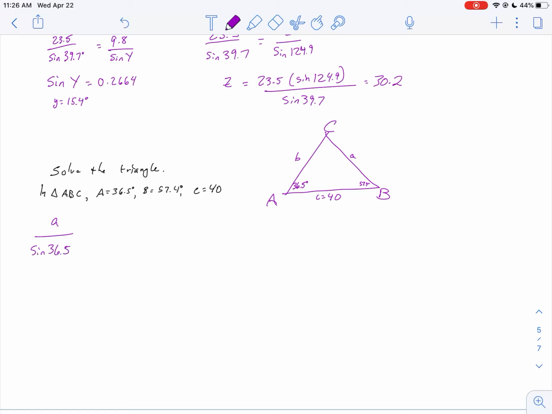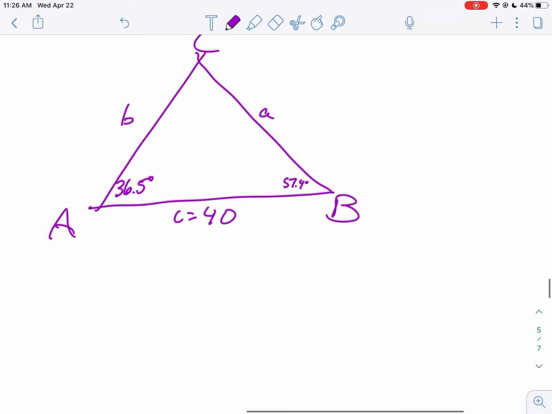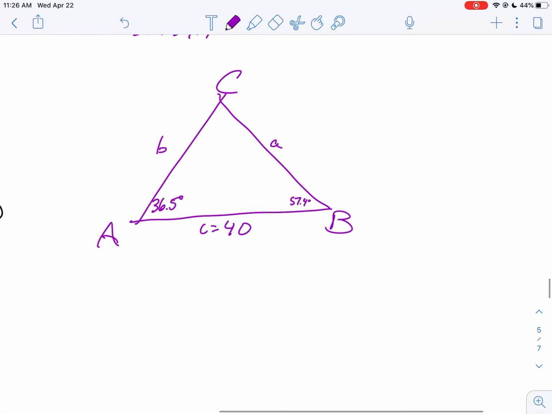A over sine of 36.5 equals, what am I going to put here? If I put little b, I'm going to have sine of 57.4. I could do that, but I've got 2 variables, and that's not going to work very well. Same thing if you try to use c. Do you see it? I bet you do.